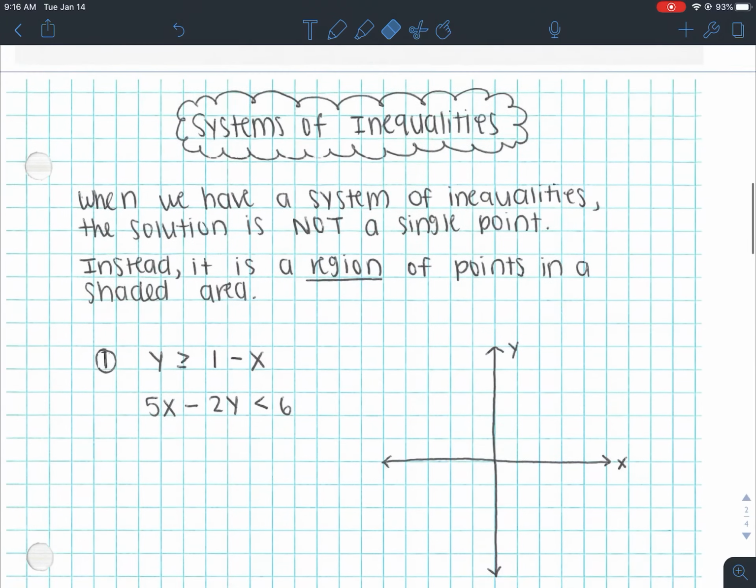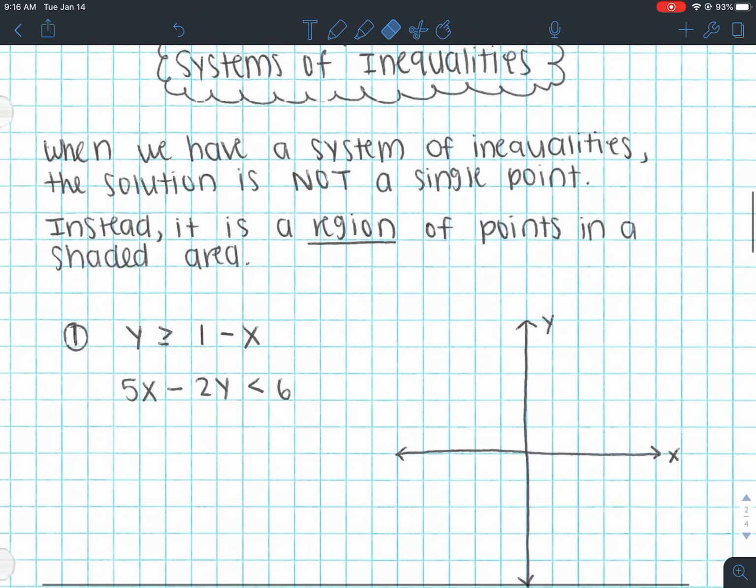All right, moving on to the next page. So here we're going to start graphing. When we have a system of inequalities, the solution is not a single point. Instead, it is a region of points in a shaded area.